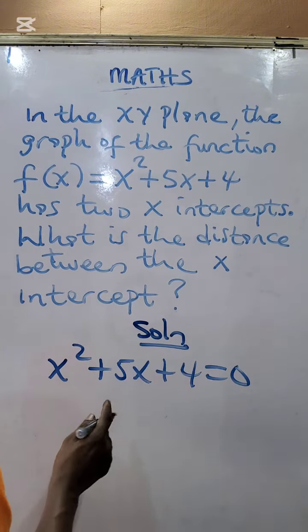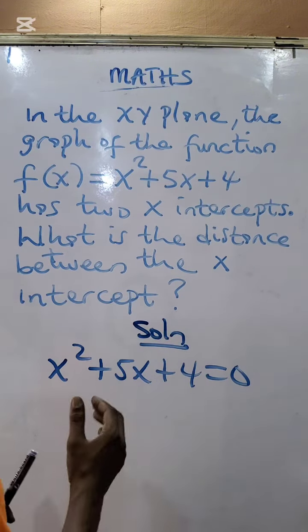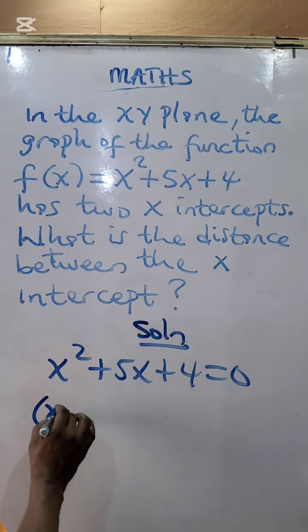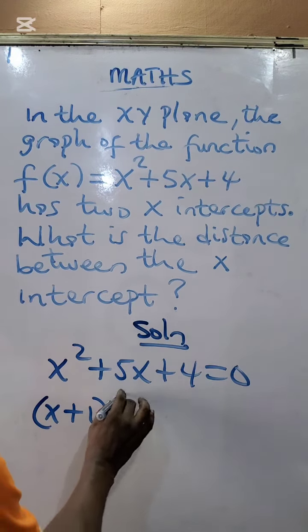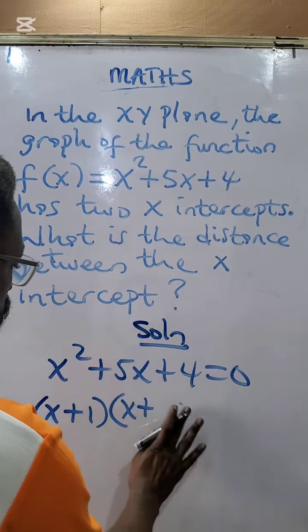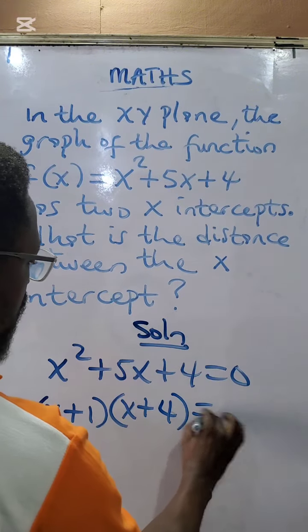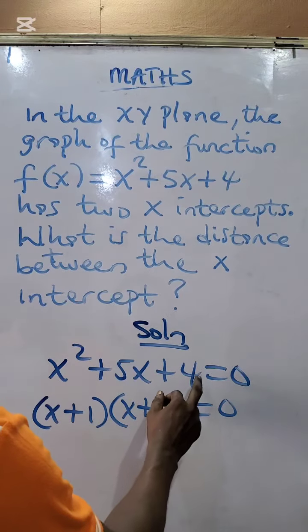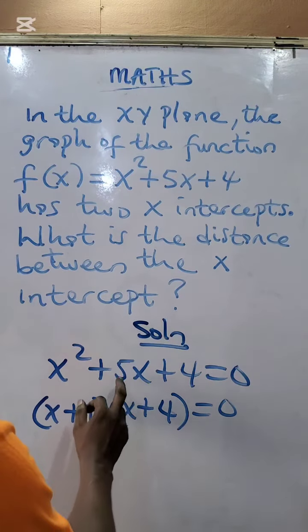The two numbers we can use are 1 and 4. 4 times 1 is 4. 4 plus 1 is 5. So I'll get x plus 1, then x plus 4. So I have two numbers we can use to factorize that. But 1 times 4 is 4, and 1 plus 4 gives 5.